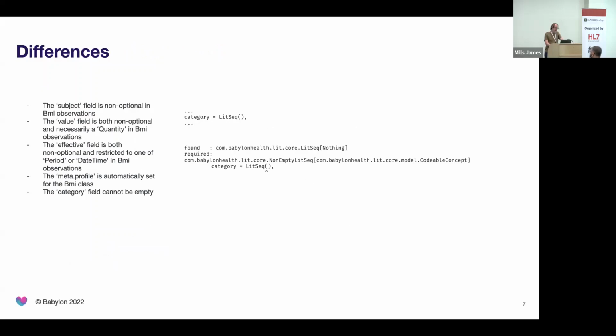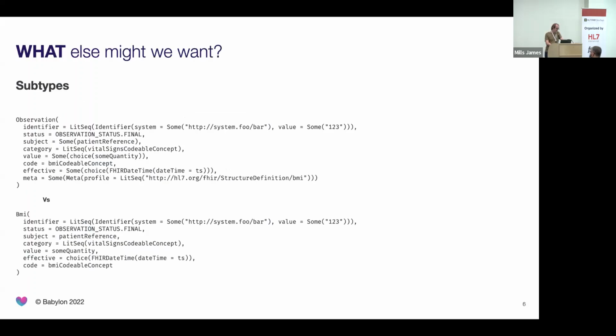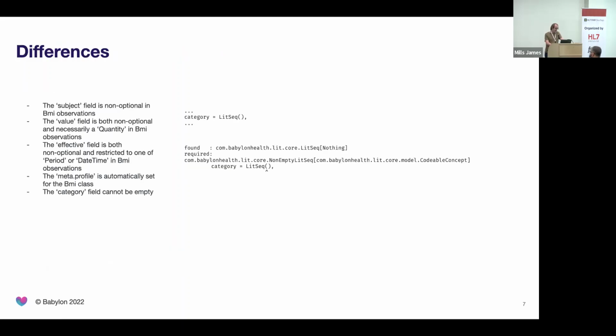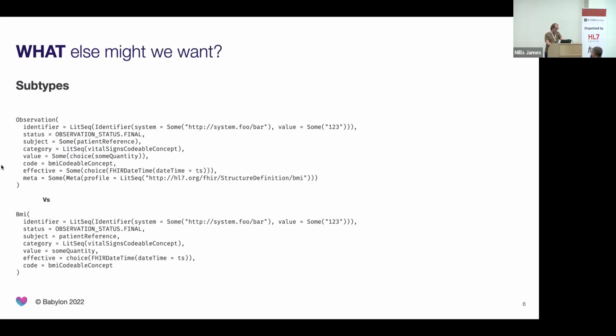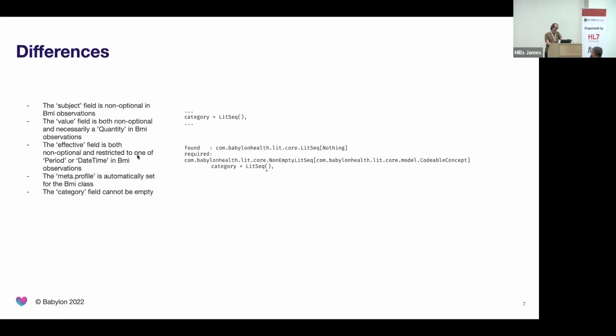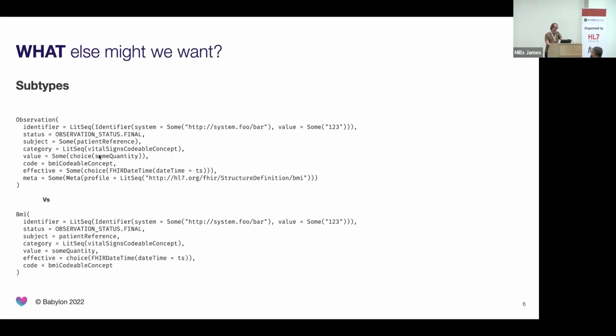They look pretty similar. So the subject field is not optional in a BMI. So if we go back to this, you'll see the subject is just a patient reference for the BMI one there. But it's some patient reference to the observation. That difference in the constructor is sort of distinguishing there between what's optional and what's not. We've got the value field, which is not only non-optional in BMI, it's also necessarily a quantity. So if we go back here again, we've got some choice of quantity in the observation, but in the more specific BMI, we've just got the quantity directly.